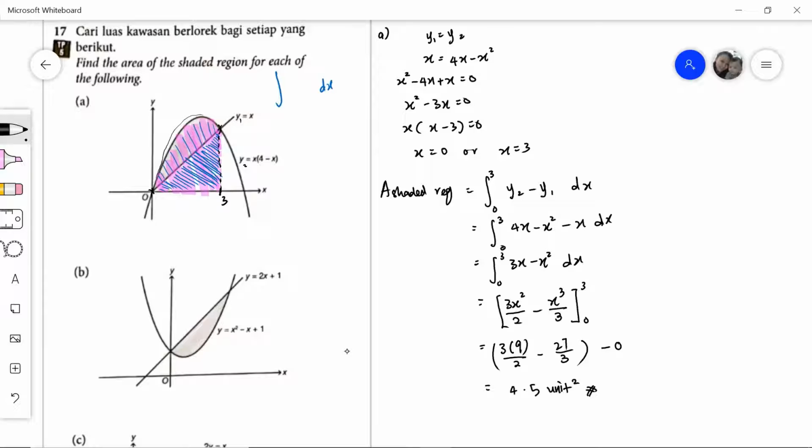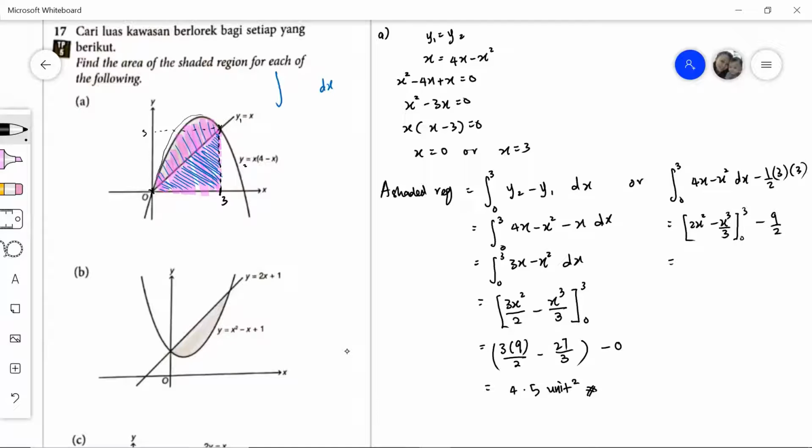If we want to combine integration and the formula, we can also do that. So let me just show you. We integrate the curve from 0 to 3. We have 4x minus x squared dx. And then we minus half times the base times height. The base is 3 and the height, since y equals x, is also 3. So for this part, let's integrate. We have 2x squared minus x cubed over 3 from 0 to 3, and then minus 9 over 2.